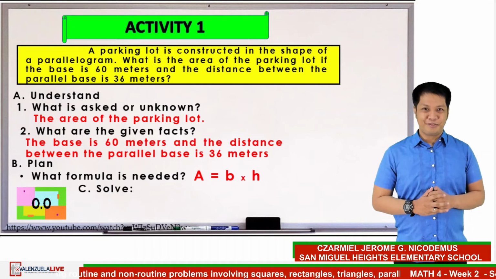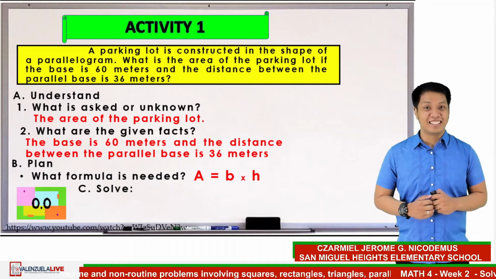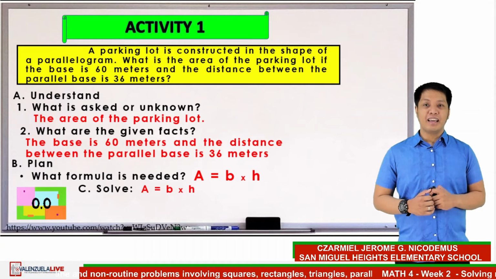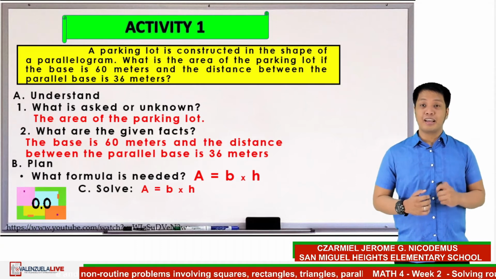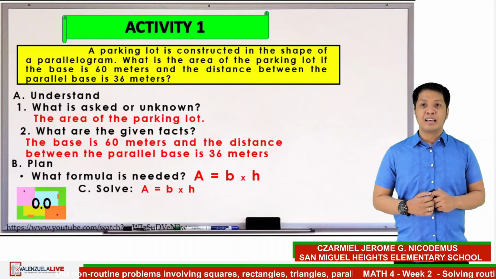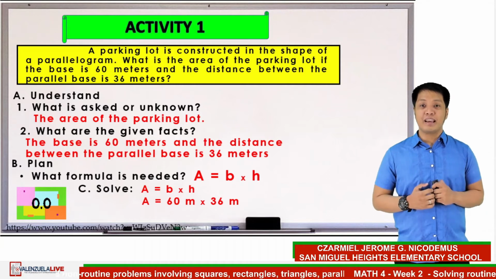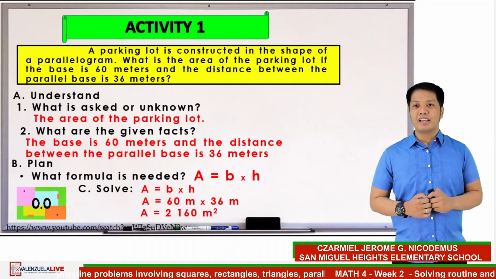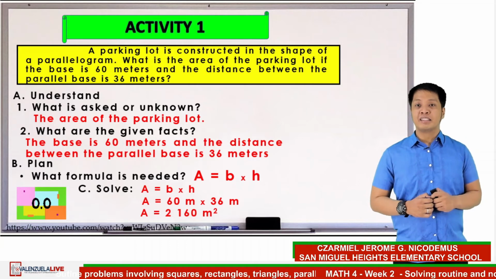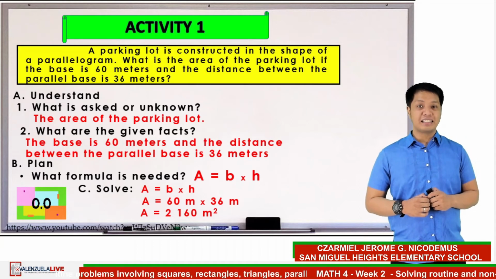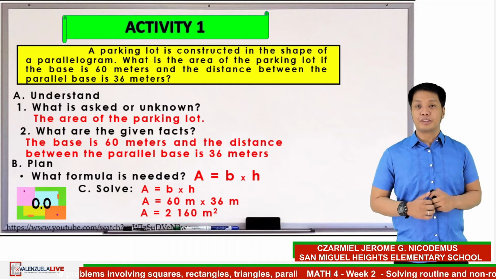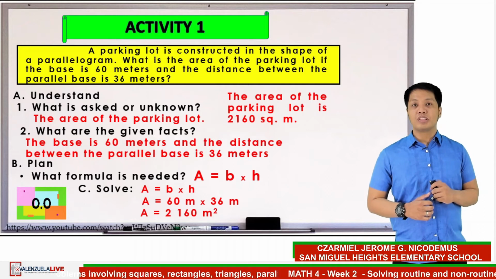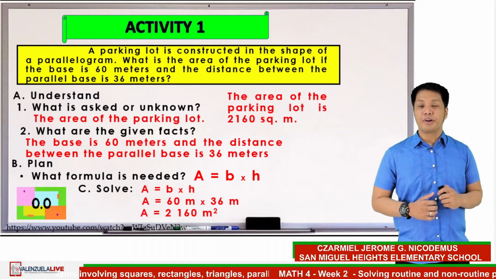To solve this word problem, we need to use the suggested formula. The suggested formula is A equals base times height, or area equals base times height. The base is 60 meters and the height is 36 meters. So the product, or the area, is 2,160 meters squared or square meter. The area of the parking lot is 2,160 square meter.